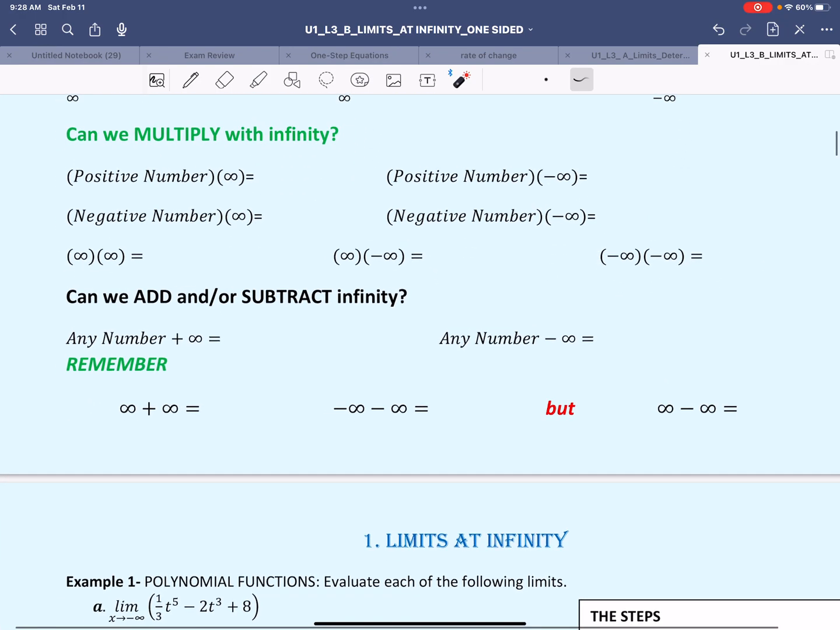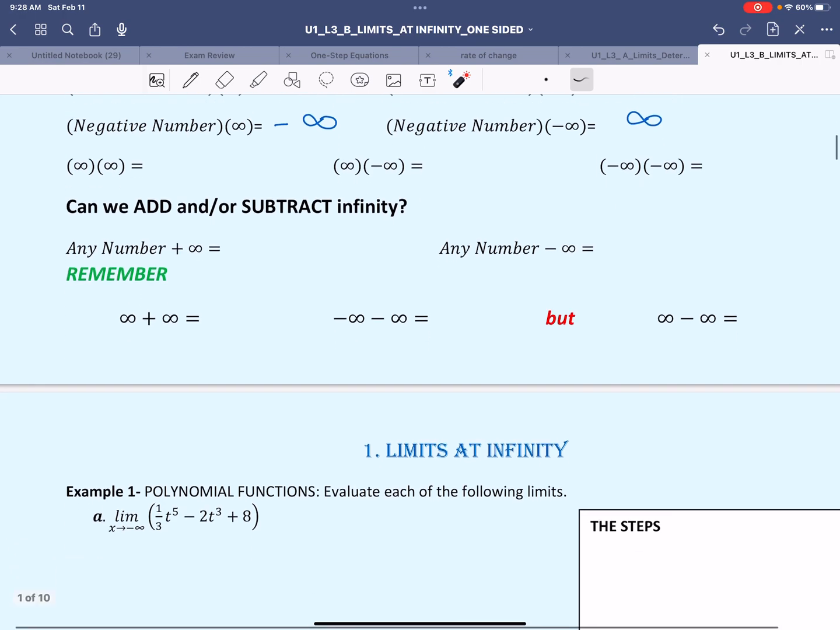Now, can we multiply with infinity? A positive number times infinity would still be infinity. A positive number times negative infinity is a very large negative. A negative number times positive infinity would be a negative infinity. And two negatives will make a positive infinity, so still very large. So yes, we can multiply a number with infinity.